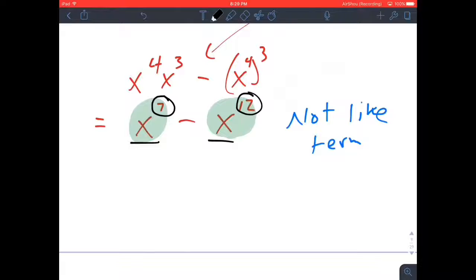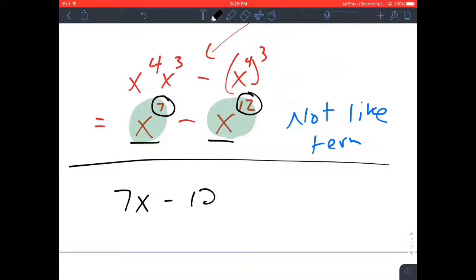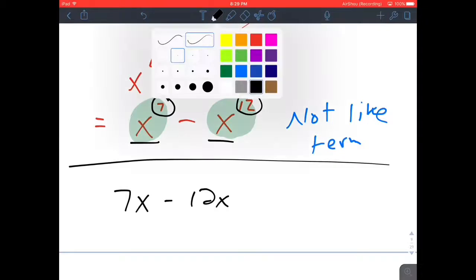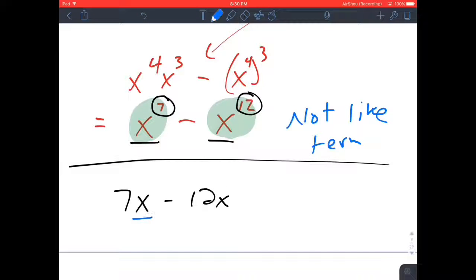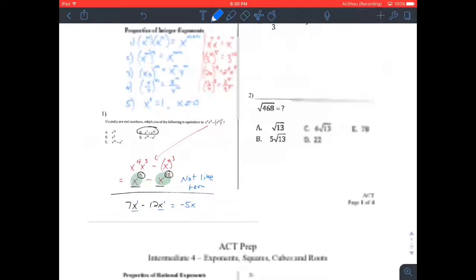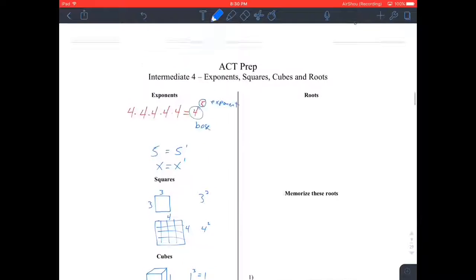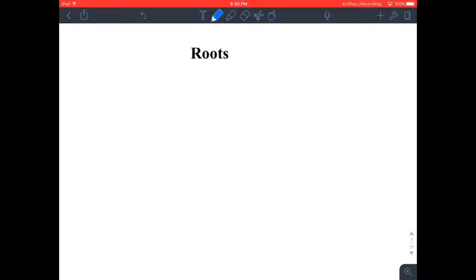Just to remind you what like terms is, if this was 7x minus 12x, you can combine those because they have the same base of an x and the same exponent of 1. This would be negative 5x. Another example. Actually, no, let's talk about roots.